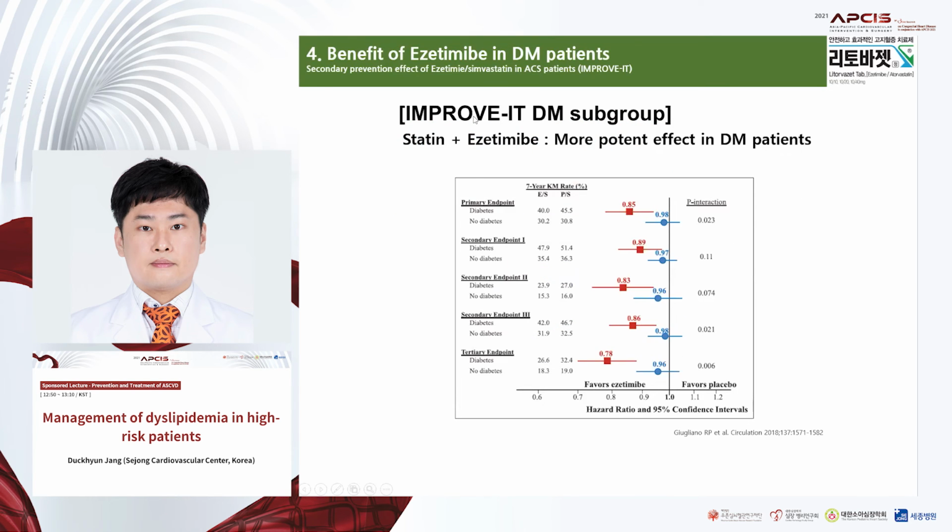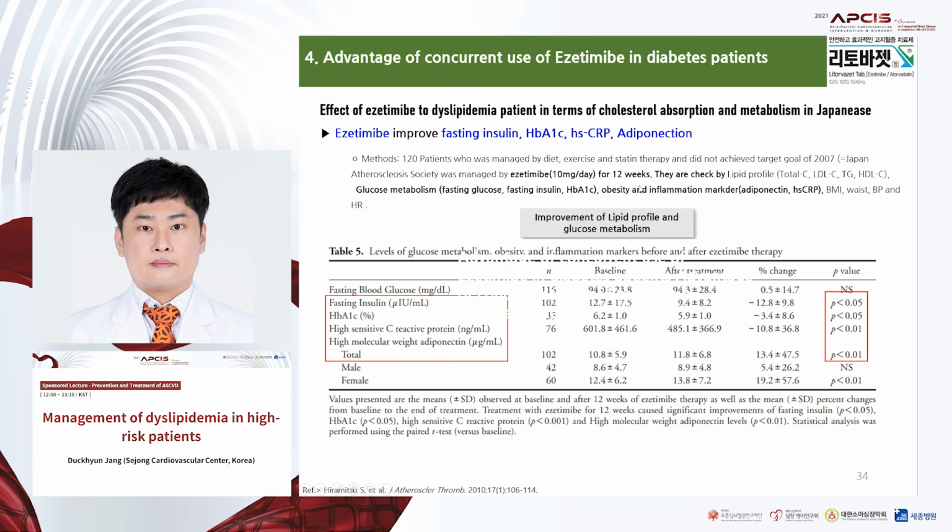In subgroup analysis, statin plus ezetimibe had a more potent effect in DM patients. This is the DM patients. This is the no diabetes patients. This study shows the effect of ezetimibe in dyslipidemia patients in terms of cholesterol absorption and metabolism in Japanese. Ezetimibe improved fasting insulin, hemoglobin A1C, hsCRP, and adiponectin.